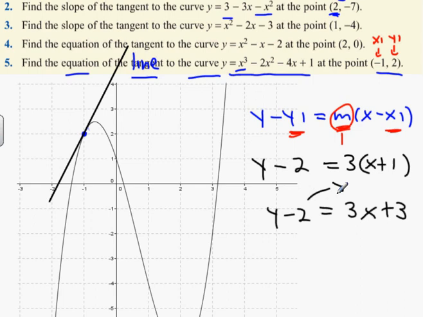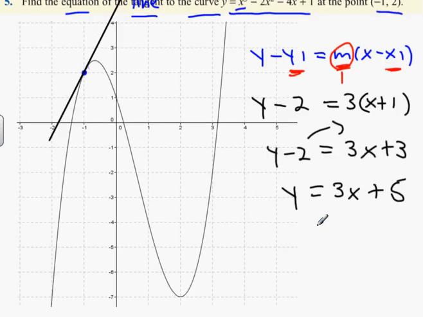Now you can do it 2 ways. You can bring the 2 over to your side. You can say your slope is 3x, and then the 2 goes over to your side and becomes 5. Now, that's your answer. Can anybody tell me what this means?